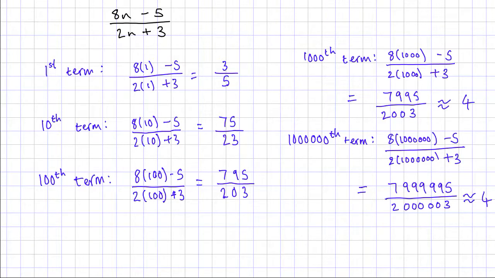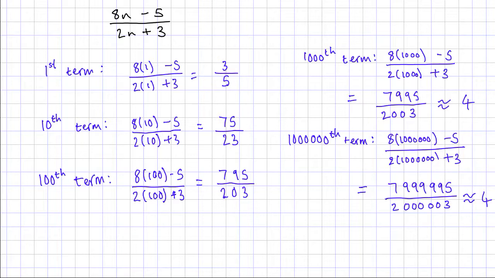So as this is getting really, really big, I can see that my value here is actually getting closer and closer to 4. So what is happening is the limiting value for my sequence here, 8n minus 5 over 2n plus 3, I can see that it's going to be 4. But what if this was an exam question? What will I do? How will I show this?